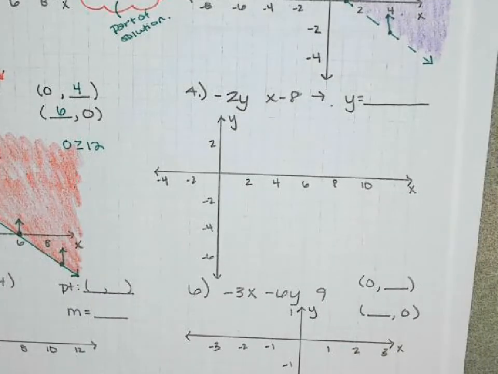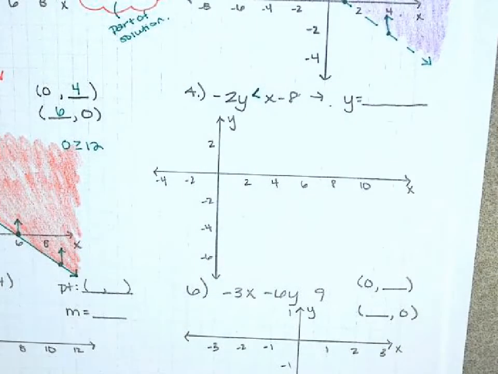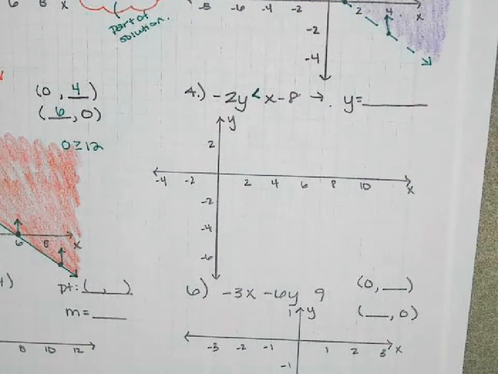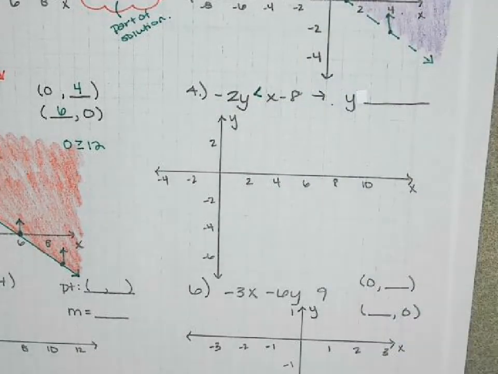All right, so number 4. This one is just less than. So negative 2y is less than x minus 8. Okay? Now, we might have to change this one, and this should not have an equal sign there. We're going to have to change it and solve and get y alone. What are we going to have to do, though, to get y alone? Because right now it's being multiplied by negative 2.